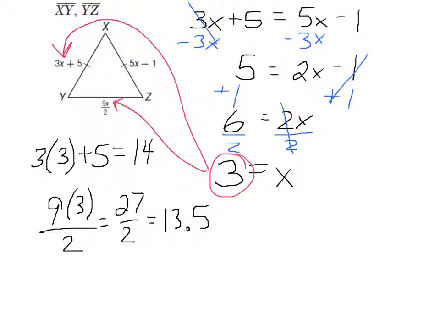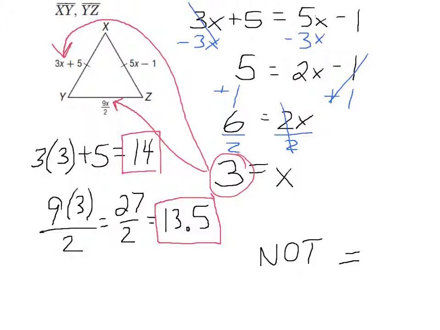So here we have our two answers, 14 and 13.5. Are these segments congruent? The answer is no, they are not. So not congruent. Then the symbol for congruent is an equal sign with a tilde over the top.